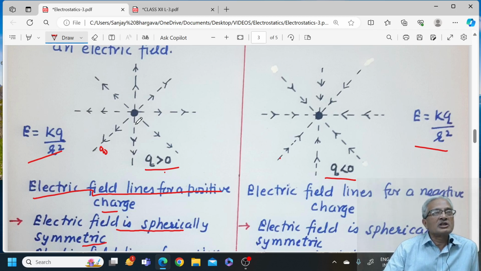You imagine a charge Q placed at the center of the sphere. Then on the surface at every point the strength of the electric field would come out to be the same. And that is why you call it spherically symmetric.